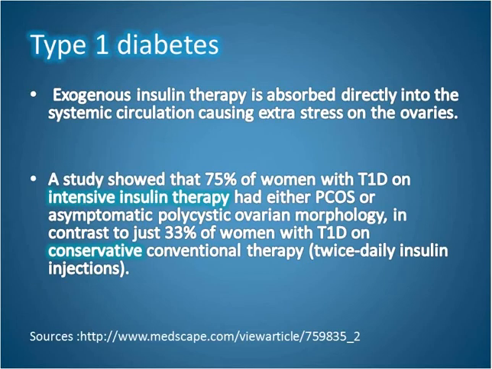Type 1 diabetes: if you are a type 1 diabetes patient, you're taking exogenous insulin therapy, which is absorbed directly into the systemic circulation. It's going to cause extra stress on your ovaries. Let's agree on something: extra insulin equals extra stress on your ovary. A study showed that 75% of women with type 1 diabetes on intensive insulin therapy had either PCOS or at least polycystic ovarian morphology, in contrast to just 33% of women with type 1 diabetes on conventional therapy.